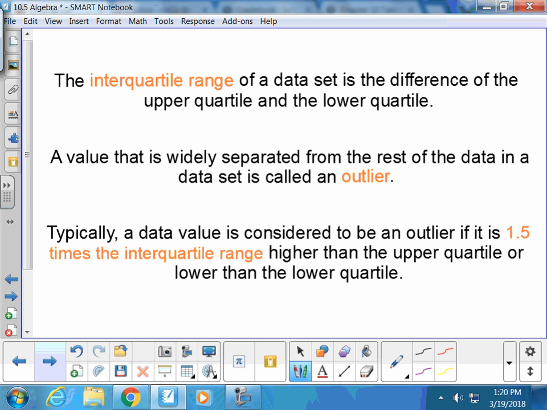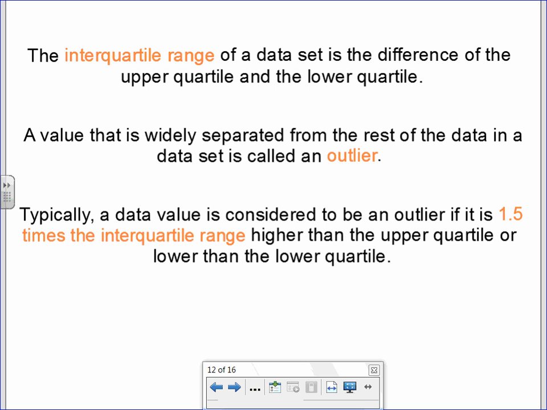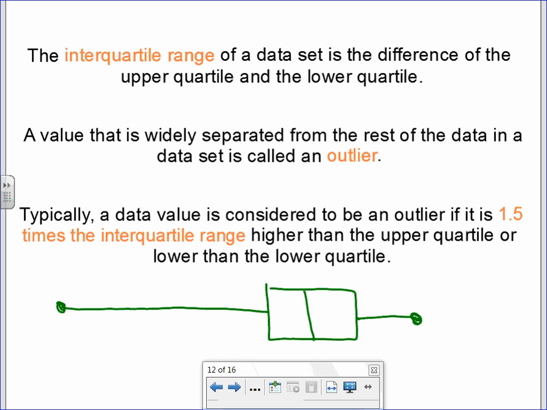Alright, so this is going to talk about a couple new vocabulary words that I have not mentioned yet to you. Let me draw myself a quick box and whisker plot so I can show you something about interquartile range. This is a box and whisker plot I made with a really long whisker, and I did that on purpose. Basically what you can find is something called the interquartile range. The interquartile range would be the difference between the lower quartile, which is this guy, and the upper quartile, which is this guy. And they call that the IQR, interquartile range.